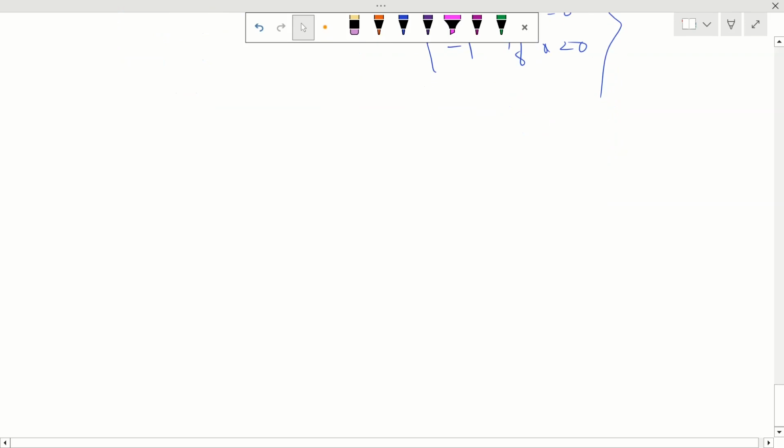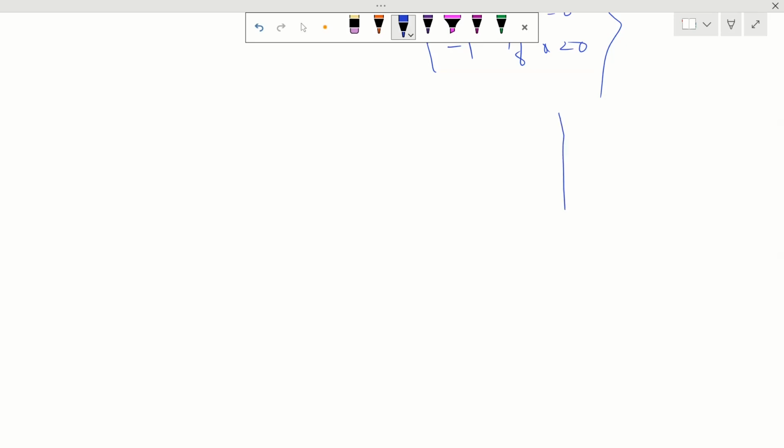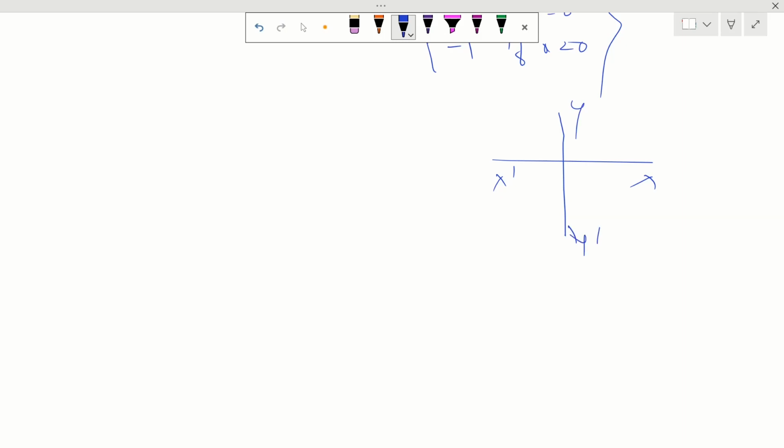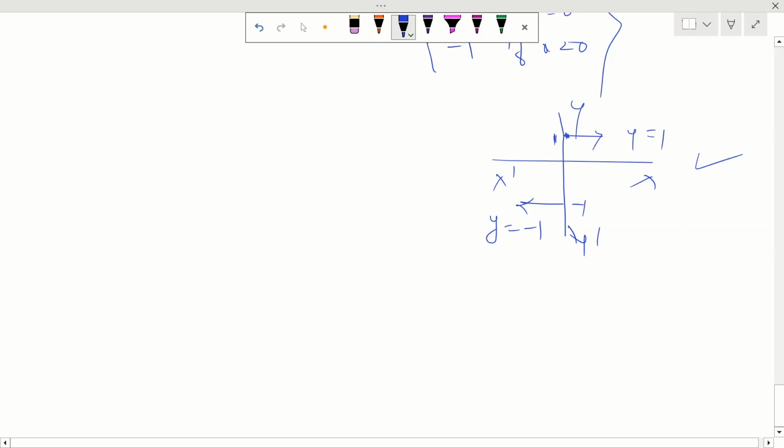So you have to remember how to draw the graph of the signum function. We get it like this, with x dash and y dash axes. Here y is equal to 1 in this direction, so we get plus 1 and minus 1, and here we get minus 1. Like this graph we will get in the signum function.